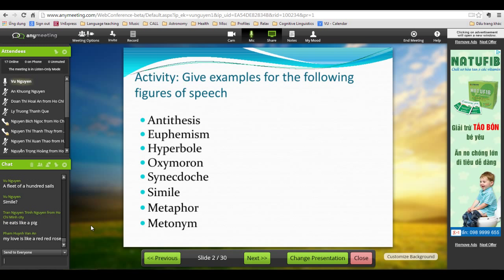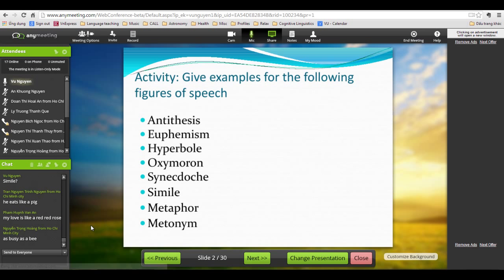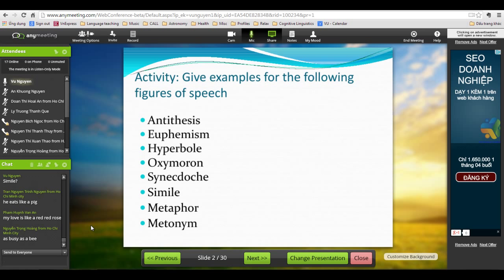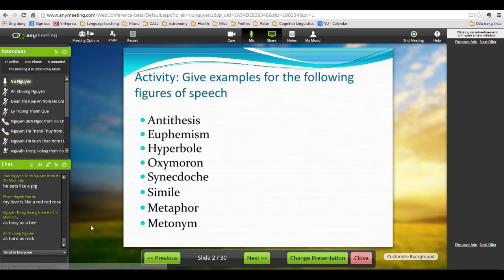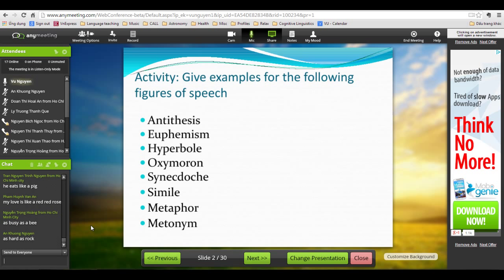Okay. Now later in our discussions of the topic, we will try to tell the difference between simile and metaphor. Okay. I think my love is like a red rose. It sounds very much like a metaphor. Okay, although we have like there. Okay. As busy as a bee is a good simile. As hard as a rock.